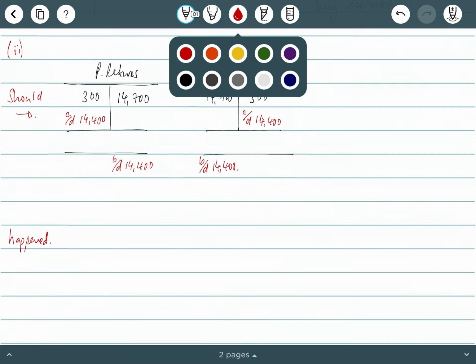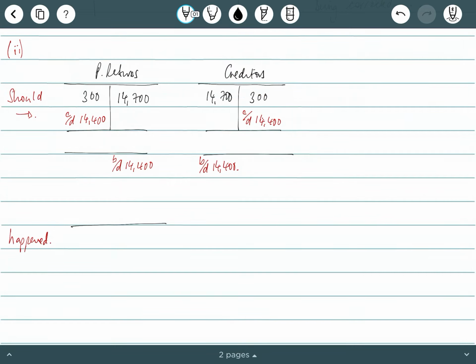Okay, so the relevant accounts were used. So we've got our purchase returns here. We've got our creditors. All right. Now, what did they do? They put in this figure 13,350 rather than 14,700. And the only entry then in relation to this restocking charge was a credit entry of 14,400 in the creditors account.